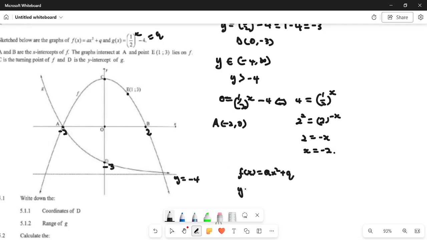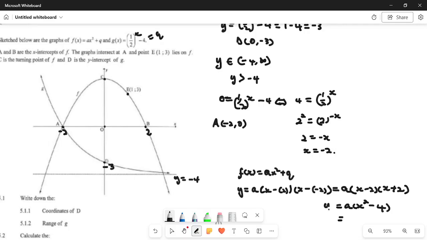So I will say y equals a, and then I have x minus 2 for this root, and for the other root, x plus 2. I'll have a times (x minus 2) times (x plus 2). Now let me expand this. This is going to be x squared minus 4. You can do the whole multiplication, and you'll notice that the two x terms will cancel.